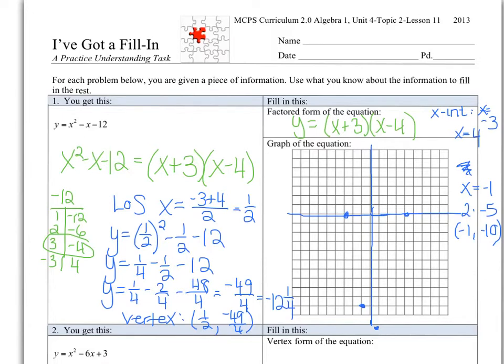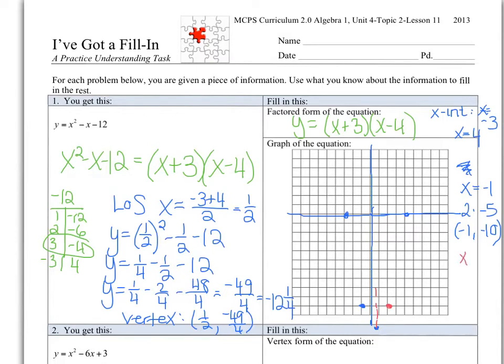Remember that a parabola is symmetrical. So we are at, I want you to see this, we're at 1/2. So this is 1.5 over. So 1.5 over would also be right here.